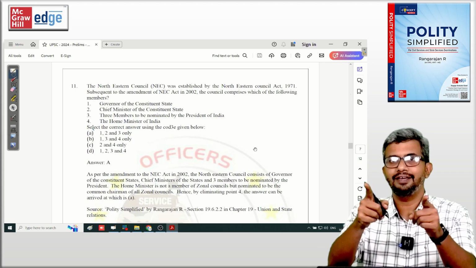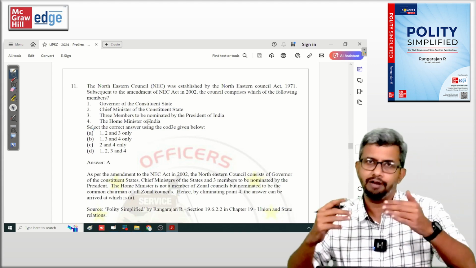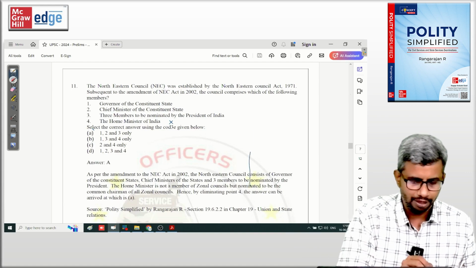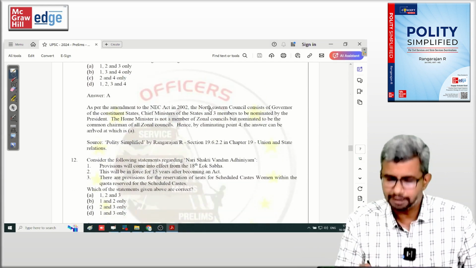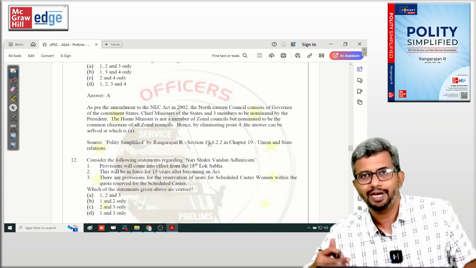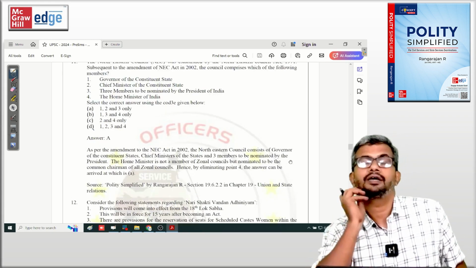But the trick here is the fourth statement. Everybody knows that Home Minister, or everybody who prepares, even for example, in my book, Polity Simplified, it mentions in 19.6.2.2, I am giving the chapter reference for each of the areas so that you can go and look at it once you are back.